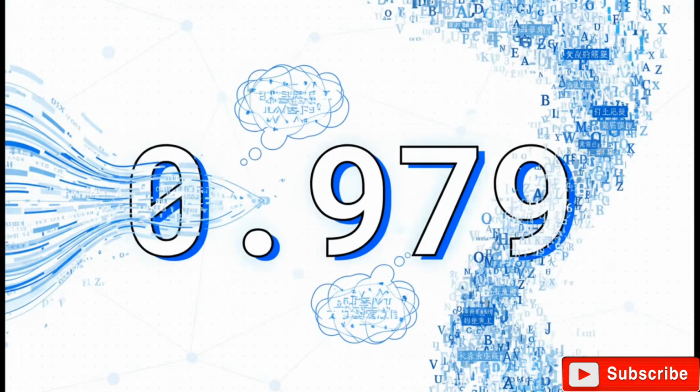But hold on, wait until you hear this next score, 0.979. That is the model's English score on the long text bench, and it scores a nearly identical 0.978 in Chinese. This is absolutely massive.